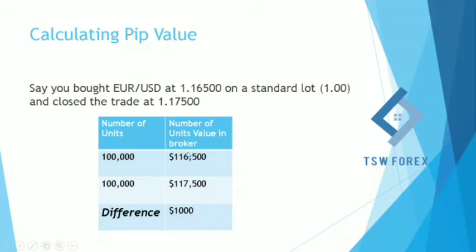So when you close that trade, the difference between the two prices is what gives you the profit. When you bought it, it had a value of 116,500, and when you close the trade, it had a value of 117,500, and the difference between that is $1,000. So that is how we calculate the value per pip.